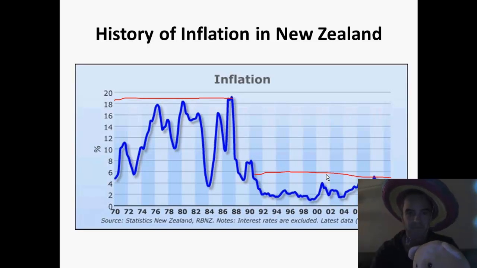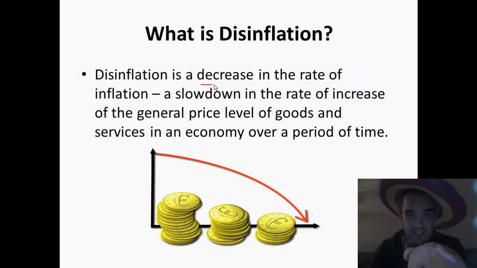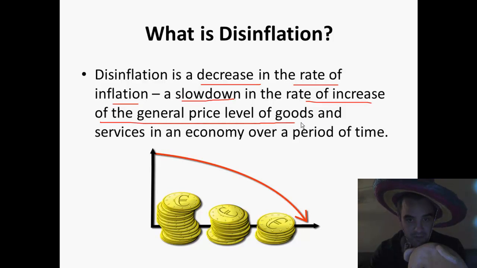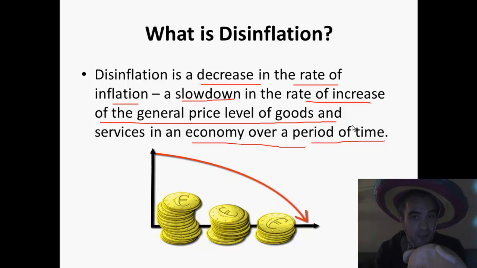Okay, next slide. So what is disinflation? Disinflation is a decrease in the rate of inflation. It's a slowdown in the rate of increase of the general price level of goods and services in an economy over a period of time. So essentially it is still inflation, but it's a decrease in the rate of inflation. So last year inflation could have been 5%, this year it's 3%. That's called disinflation.